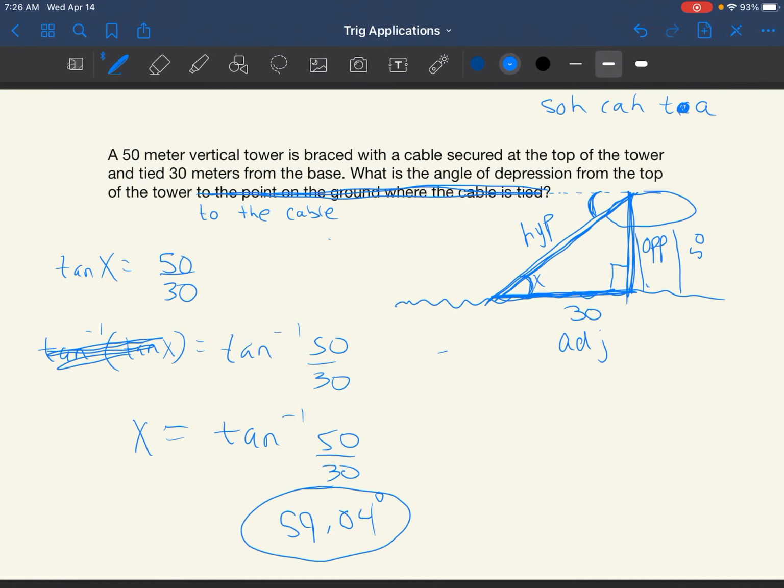Again, that's the angle of elevation. We had to find the angle of depression, but the angle of elevation is equal to the angle of depression. So if I found the angle of elevation, I also found the angle of depression. So that is my answer, 59.04.